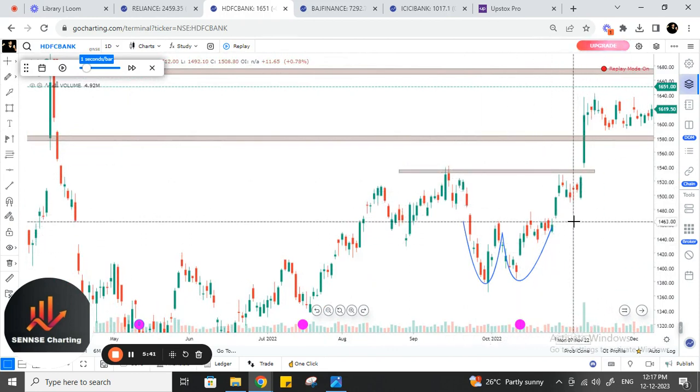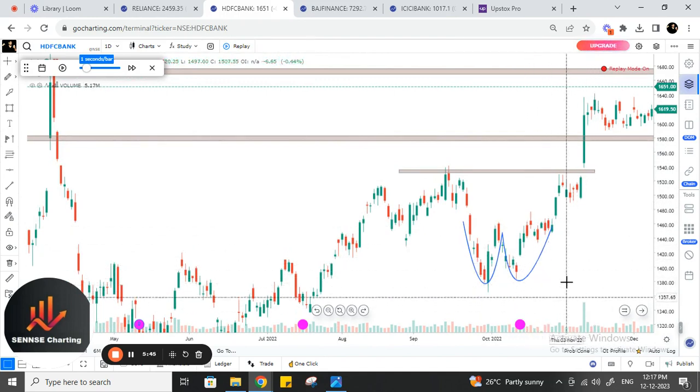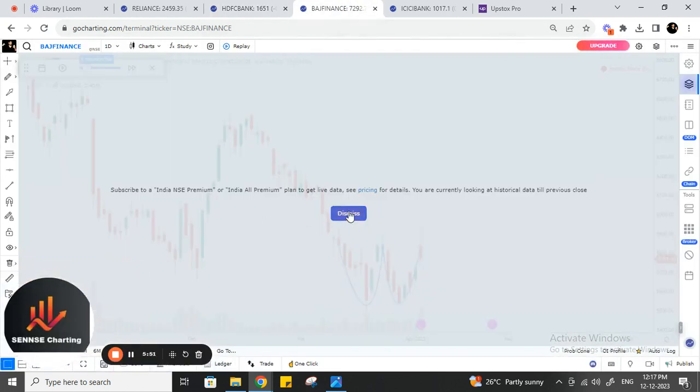And always, if it is coming down, only once this stop loss is taken out should we exit from this particular trade. Next, moving on to the next stock, Bajaj Finance.